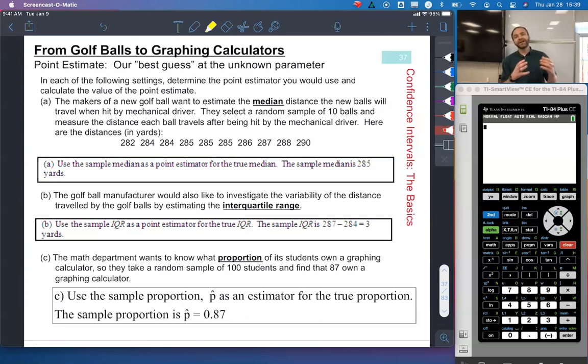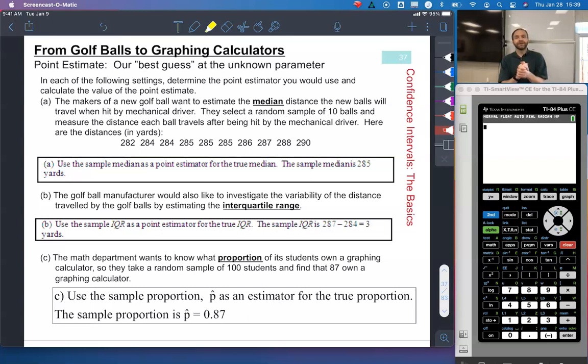The sample IQR is the point estimator, the best estimator for the true IQR. So I would find the interquartile range of this, and it would be 3. Maybe you want to make a note here: the interquartile range is not the interval 284 to 287. It's a number. You remember that from previous chapters.